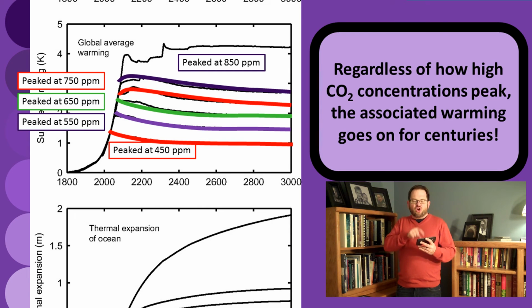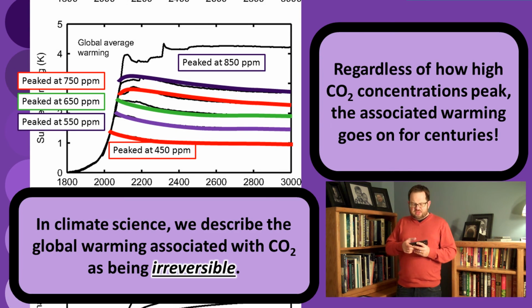This is terrible. Regardless of how high the carbon dioxide concentrations peak in our century, the associated warming, like I see I have a 450 and a 550 and a 650 on there, the associated warming goes on for more than 1,000 years. This is a big problem. There's a term in climate science for this. We say that the global warming associated with carbon dioxide in the atmosphere is described as being irreversible. Irreversible doesn't literally mean it'll never go back to normal, but it doesn't go back to normal for on the order of thousands of years.